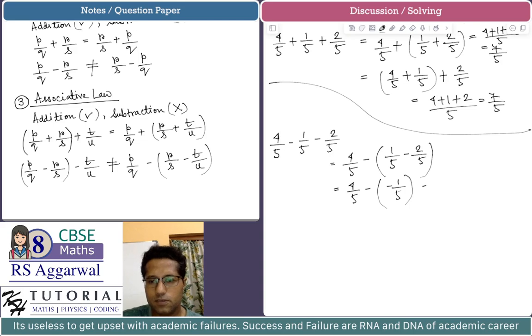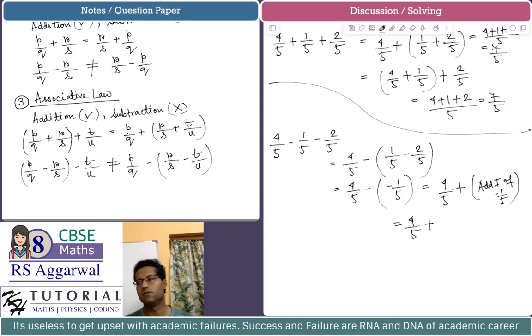So now this is 4 by 5 minus the subtraction of minus 1 by 5 from 4 by 5, and we have seen how we subtract two rational numbers. When we subtract a rational number from another rational number, we just add the additive inverse of the rational number to be subtracted to the other rational number. So this will be 4 by 5 plus the additive inverse of minus 1 by 5, which is 1 by 5.